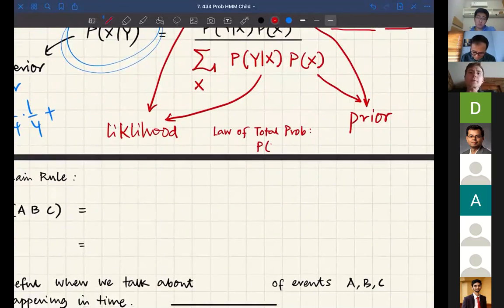Professor, could you just repeat really quick how you got 2/3 for P Y given X? I sure will. Just give me 1 second.